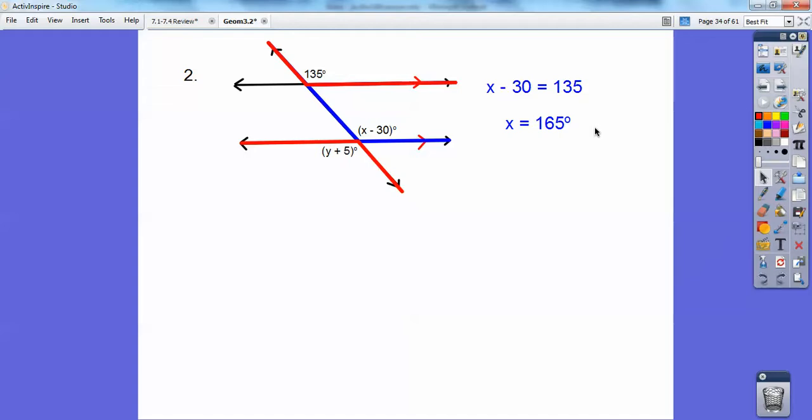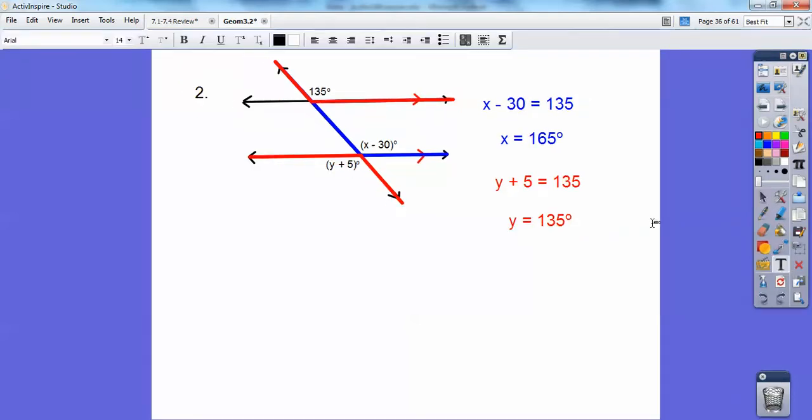Oops, no I'm not. I'm going to look at these alternate exterior angles right here. These alternate exterior angles are congruent, so y plus 5 equals 135. Okay, so y equals 130. Whoops, this should be 130 right there. Let me switch that. That should be 130 because I subtracted 5 on both sides.